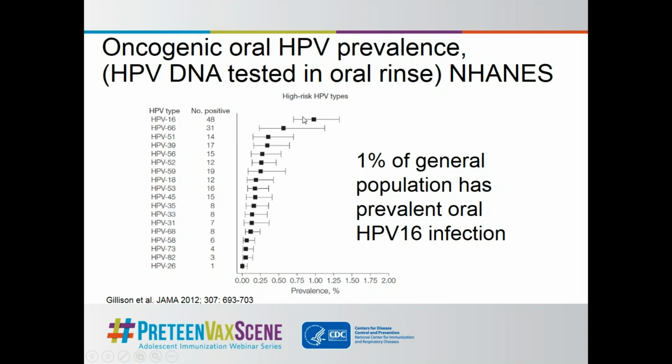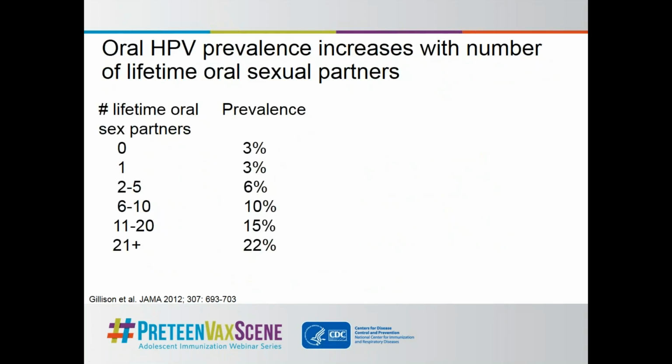And HPV-16 is detected in only around 1% of the general population at any one time point. So if you take a group of people and you look, around 1% of them will have a prevalent oral HPV-16 infection. And HPV-16 is actually the most common type detected orally. These other oncogenic types are all detected in less than 1% of the general population.